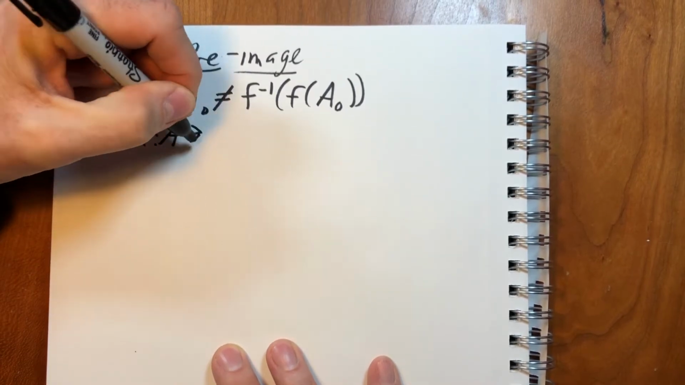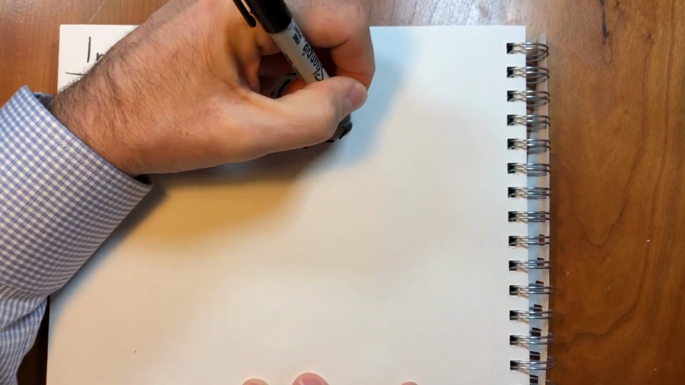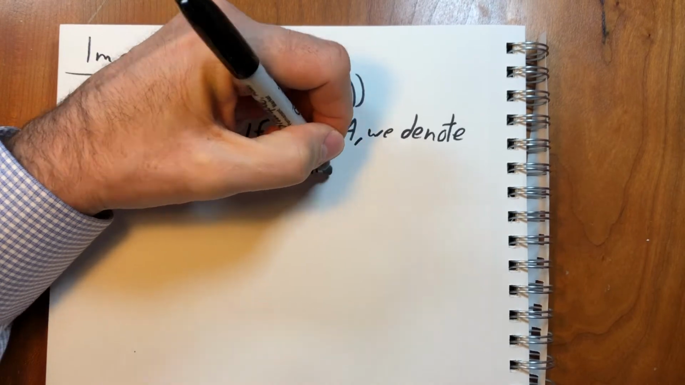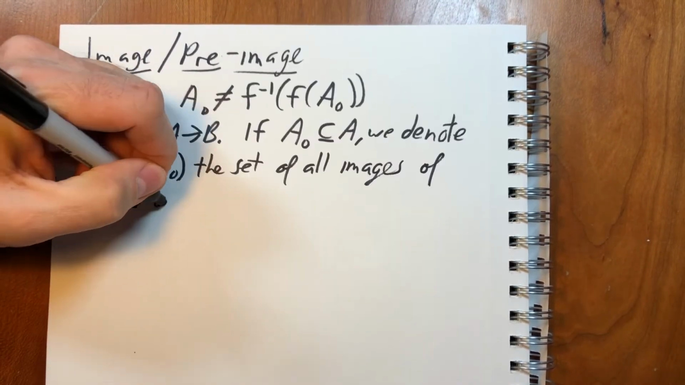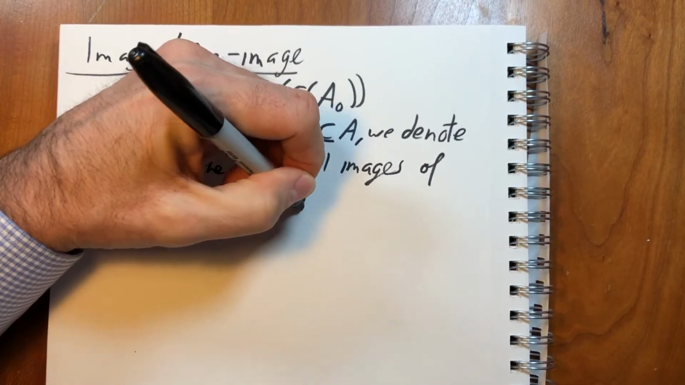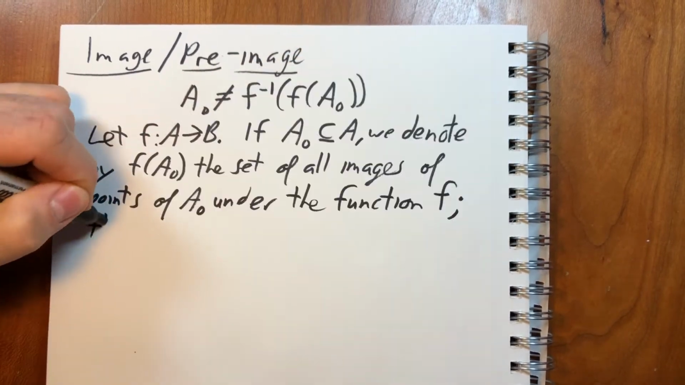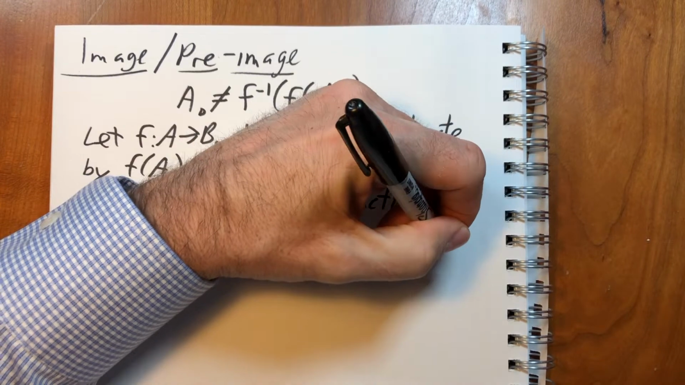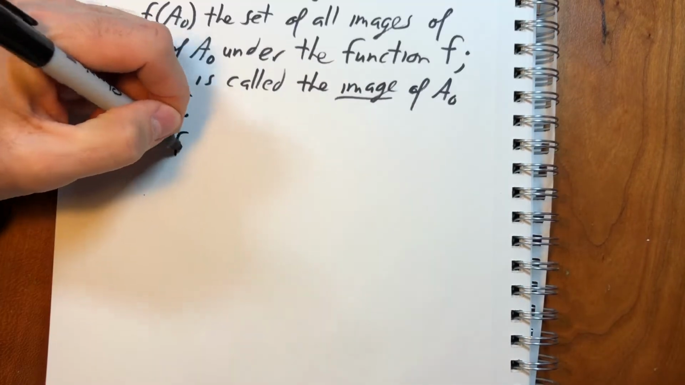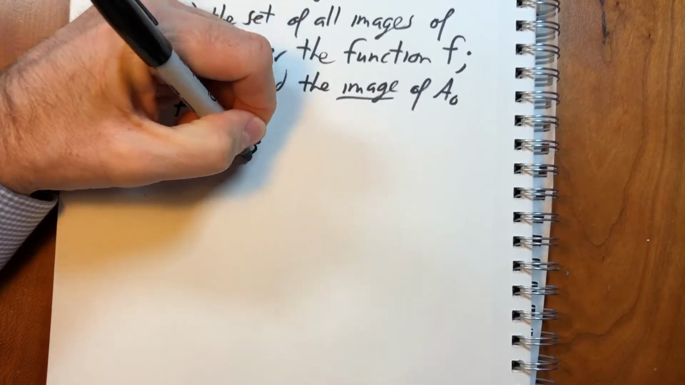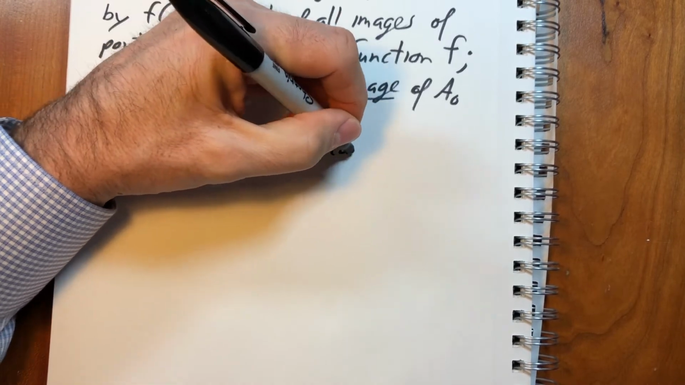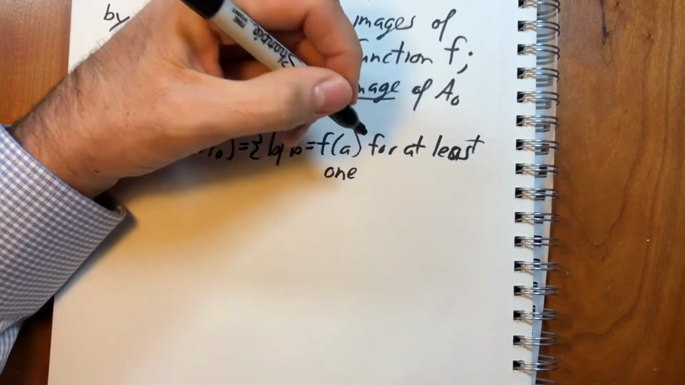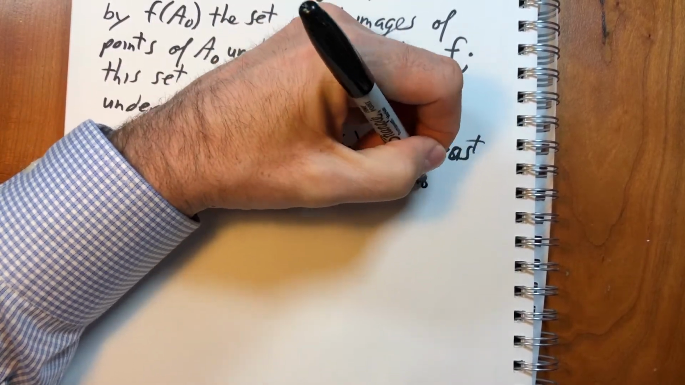Okay, so the definition. Let f be a function from A to B. If A sub 0 is a subset of A, we denote by f of A0 the set of all images of points of A0 under the function f. This set is called the image of A0 under f. Formally, f of A0 equals the set of all b such that b equals f of a for at least one a in the subset A sub 0.